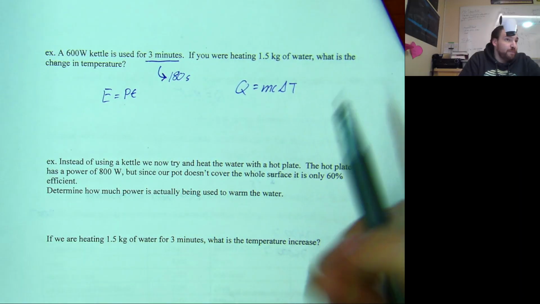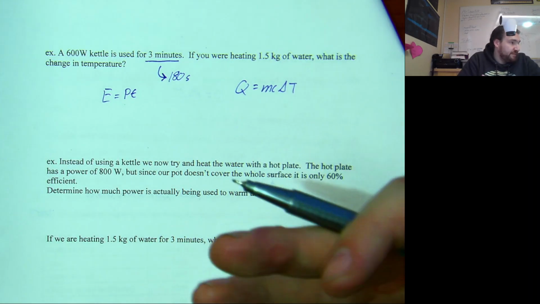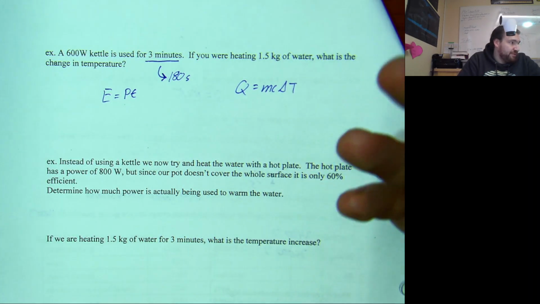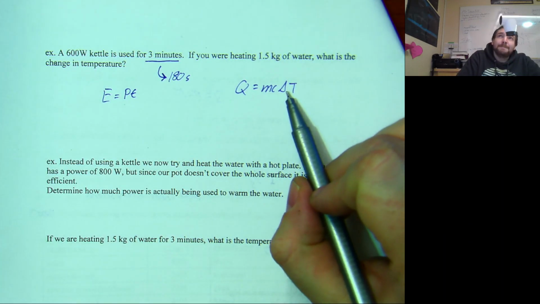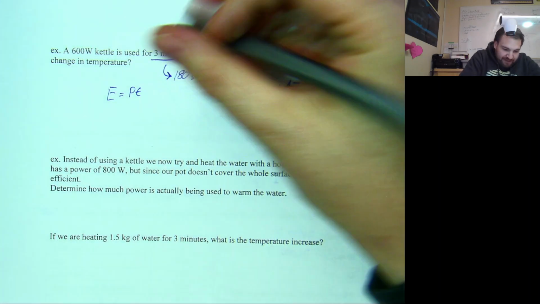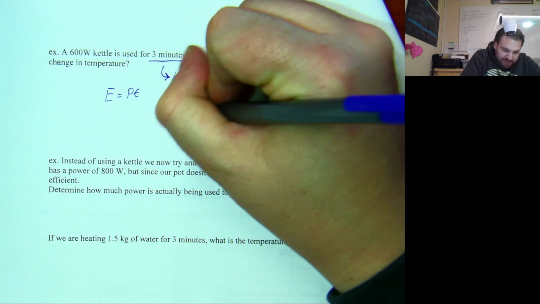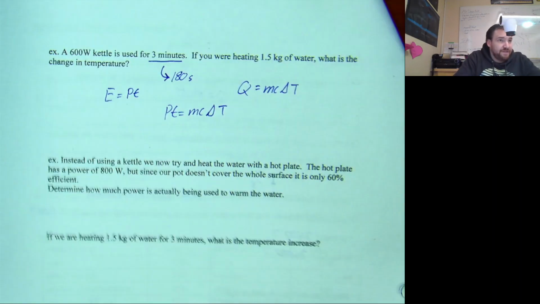Assuming that all of it is in the form of heat, which it should be because my kettle doesn't produce music or anything while it's playing. There's some light, though, but we'll assume the light's not a part of it. All of this energy is going to get converted into this energy. So I can combine these two into PT equals MC delta T, and I can just fill it in.